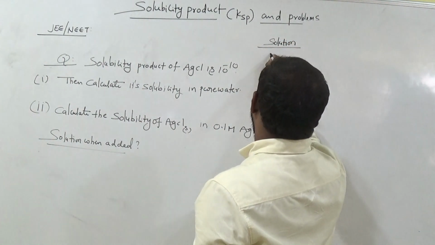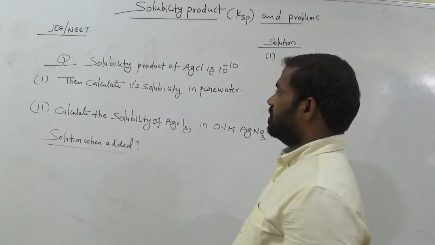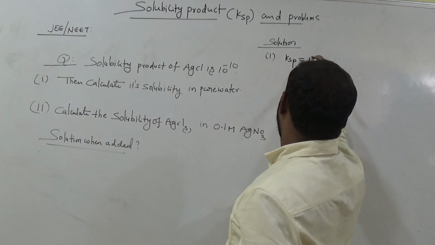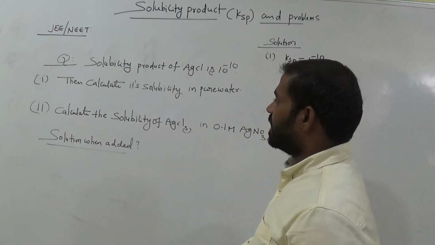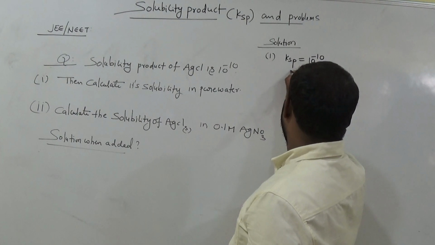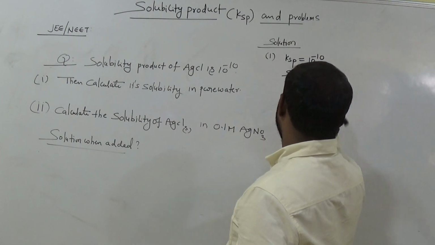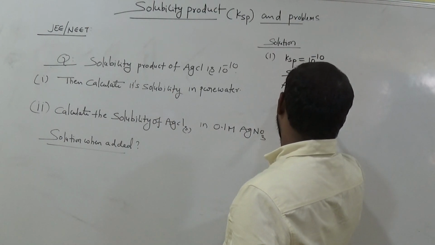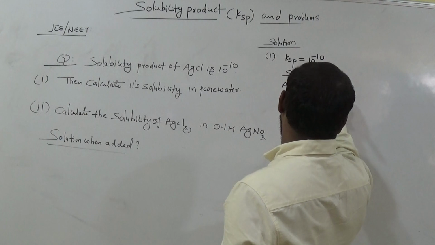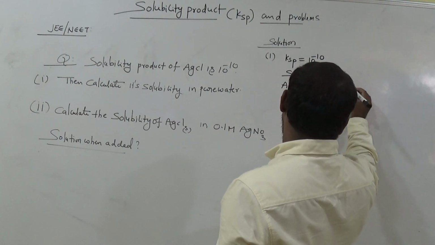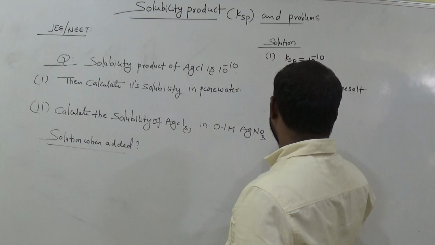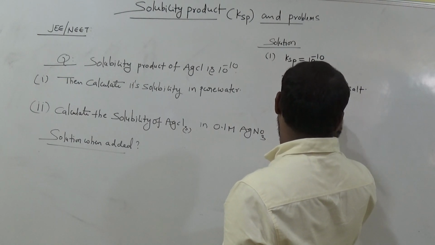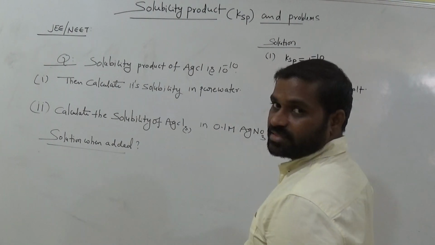For the first one, what is given? KSP is given. Clear, am I right? What is it? 10 power minus 10. Calculate its solubility in pure water. Now what type of salt is given? AgCl is AB type, am I right? AB type salt. So what is the expression? KSP equals S square, am I right?